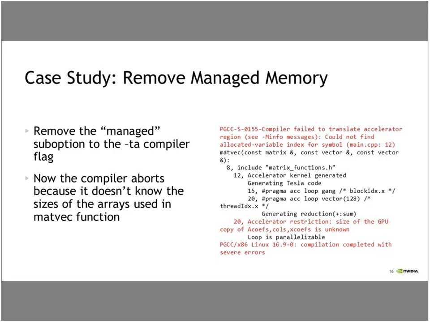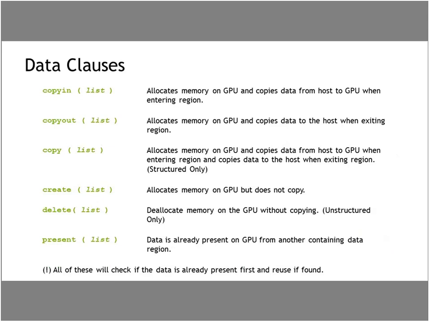And this last line at the bottom is just a reminder that we got to the end of compilation, but there are some severe errors you need to address. So if you have a long build, you might see that and have to scroll up a little bit to find the actual error. But this message at line 20 is the key. The compiler aborts because it doesn't know the size of these arrays used inside matvec. So let's look at matvec. Before we do that, actually, let me introduce to you how we're going to fix this.